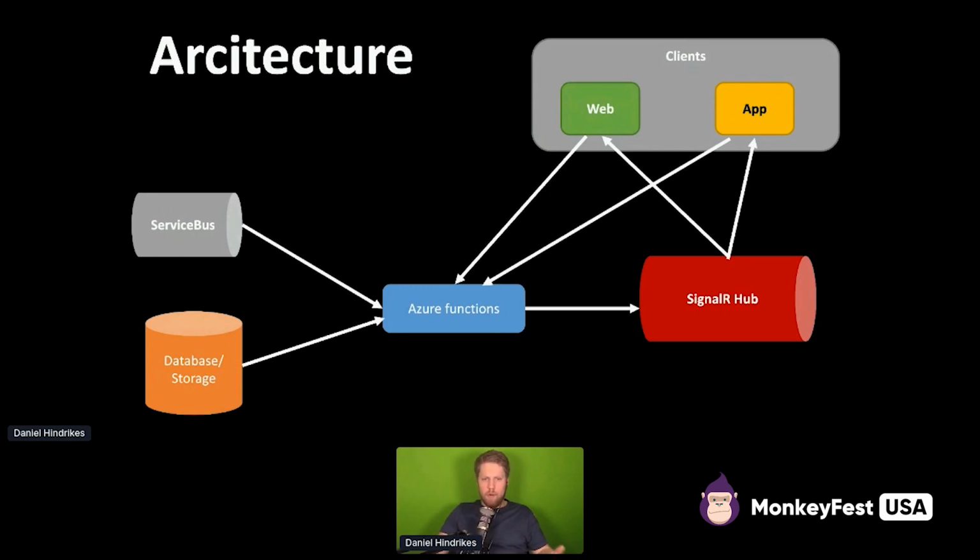But we can also invoke functions, for example, from a web app or from a native app, and that's what I will show you how to build today. We also have a function in the Azure Functions app that is returning the connection information for the SignalR hub. Because to access the SignalR hub, you need to have the URL to it, and you also need to have an access token.